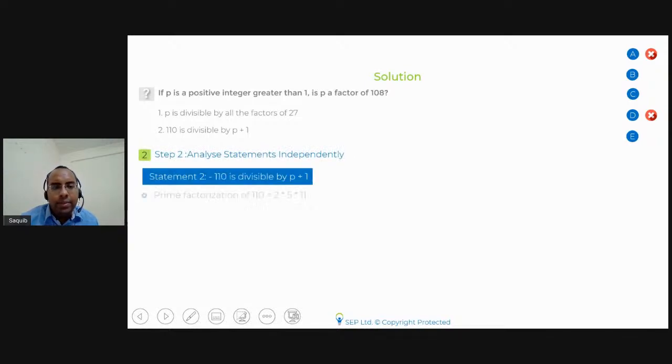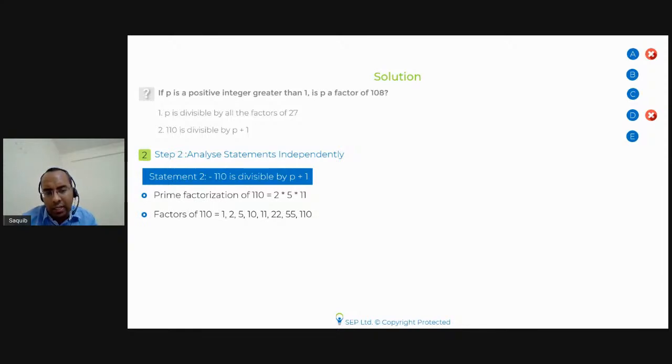Okay. The second statement obviously is relatively easy. If 110 is divisible by p plus 1, 110 is very easy to prime factorize, and the factors are also very easy to write down. In this case, I would say you simply write them down if you want to. So obviously these values, again, don't make a mistake. Some of you might make the mistake of thinking that these are the values of p. No, don't make that mistake. Keep in mind that 110 is divisible by p plus 1. So these values are for p plus 1.